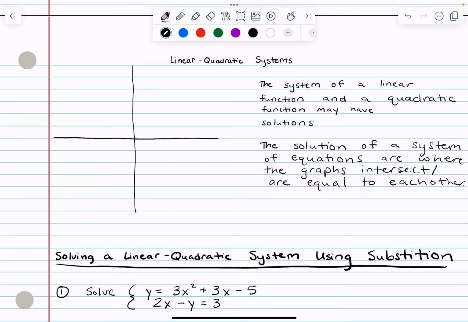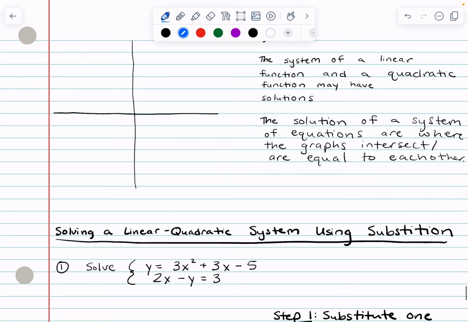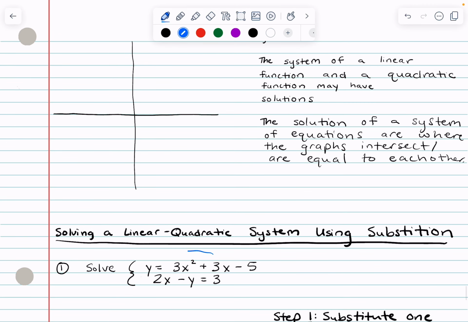Today we're going to be talking about linear quadratic systems. A linear quadratic system is just a system of equations that contains a linear function and a quadratic function. And remember, a system of equations is just a set of two or more equations that share variables. So this first example shows it right here, where they both have x and y. So this would be a system of equations.